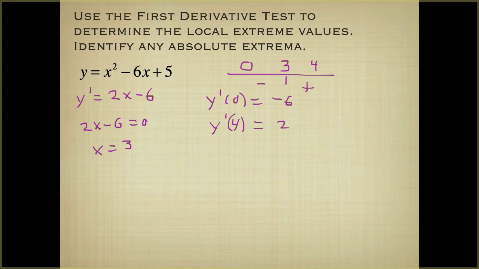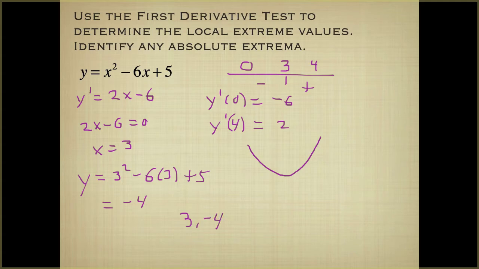By looking at our sign chart, we can tell that we have decreasing going down to 3, and then we are increasing going up to 4. So we have a critical point at 3. We will evaluate our initial function at 3, and you'll get 9 minus 18 plus 5, which is negative 4. So our point is (3, negative 4).